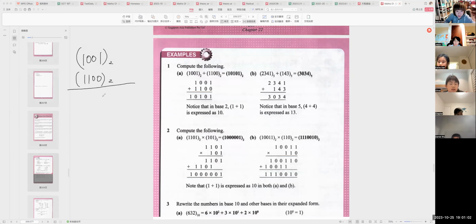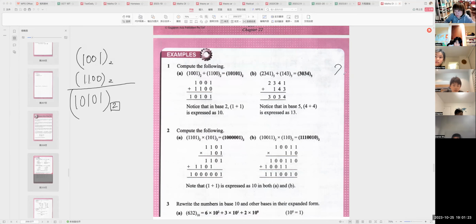So 1 plus 1 still equals 1, and 0 plus 0 still equals 0, and 1 plus 1 still equals 1, and 1 plus 1 equals what? Equals 10. So that's why it's 10101. But everybody, don't forget, you have a 2 here. You must have a 2 here.